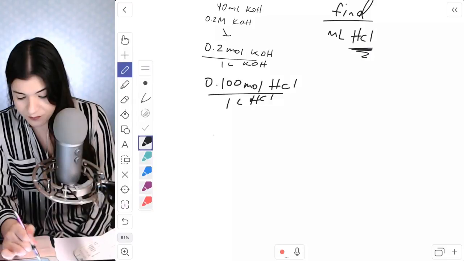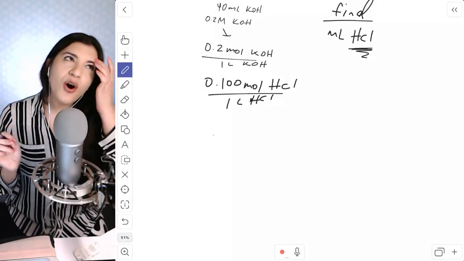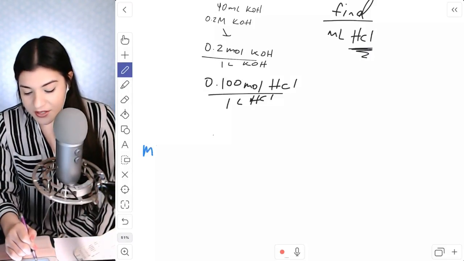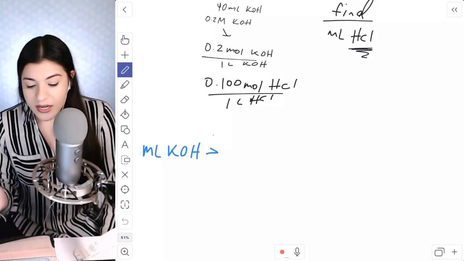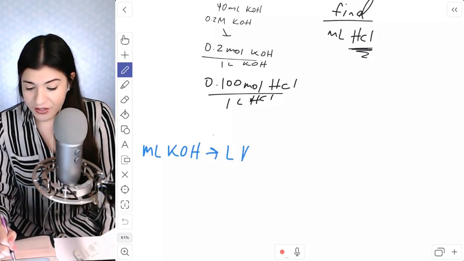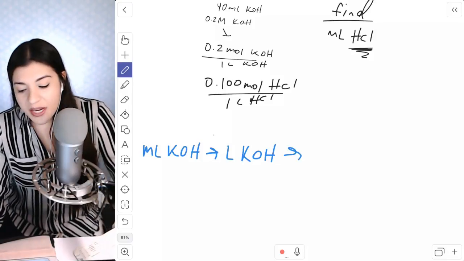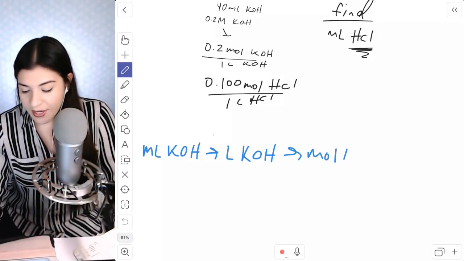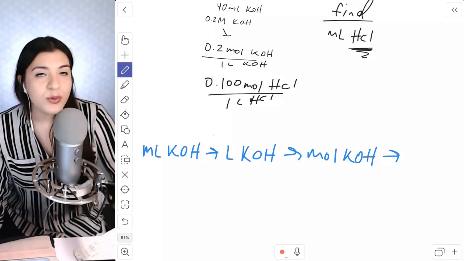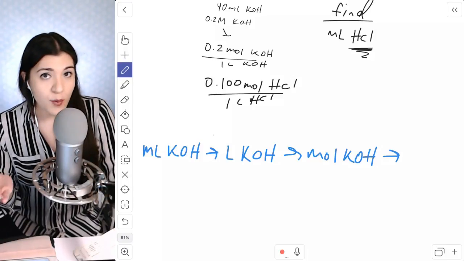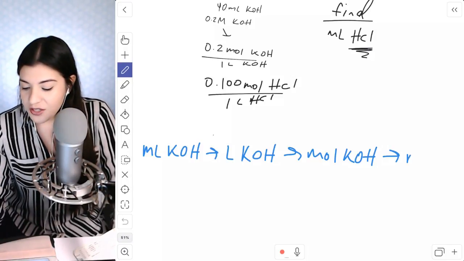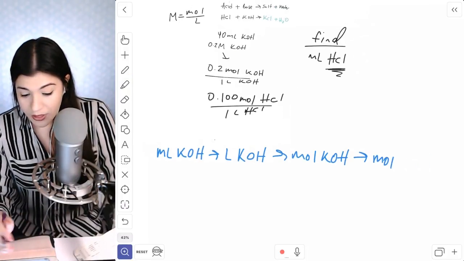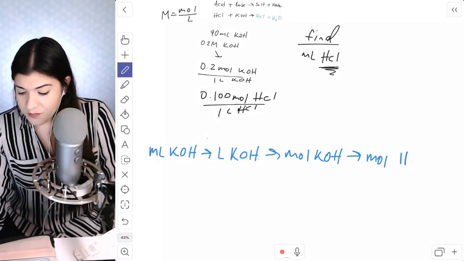So our plan here is to go from the milliliters of KOH. We're going to change that to liters of KOH. Then using the molarity, we'll get to moles of KOH. Now that we got to moles, we can do a mole to mole ratio using our balanced equation and change this to moles of what we're looking for, so HCl.